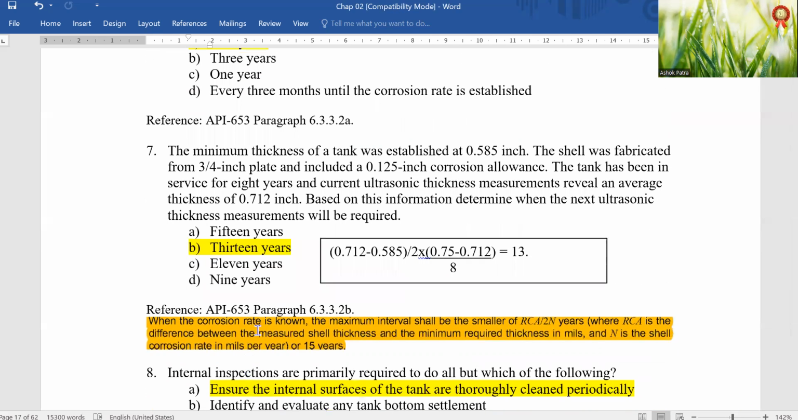it is 15 years. When the corrosion rate is known, the maximum interval is to be the smaller of RCA divided by 2N, so you have to calculate, where RCA is the difference between the measured shell thickness and the minimum required thickness in mils or in inches, because when you divide, or you multiply top side by 1000, bottom side by 1000, it is useless, all same. So inches by inches also, okay. N is the shell corrosion rate in mils per year, or 15 years, whichever shall be smaller, that you have to find out.